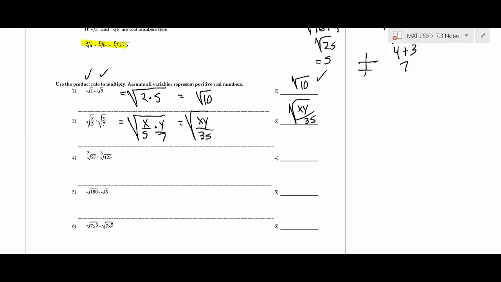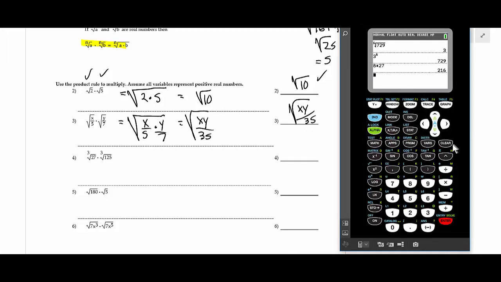Now the next problem you can do two ways. First way I'm going to do, and it doesn't matter which way you do, except one way is a little easier than the other. So if I did the cube root of 27 times the cube root of 125, I'm going to do it this way first with my calculator. If you did this, you would end up with the cube root of 3,375. Right? Okay.